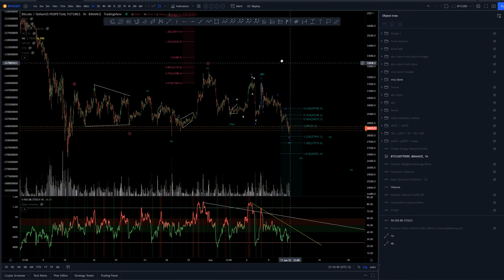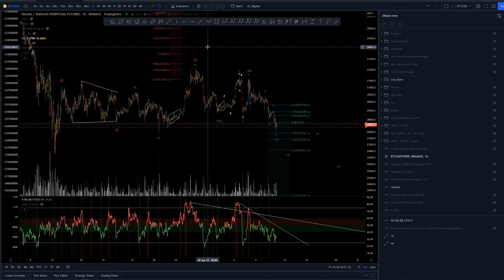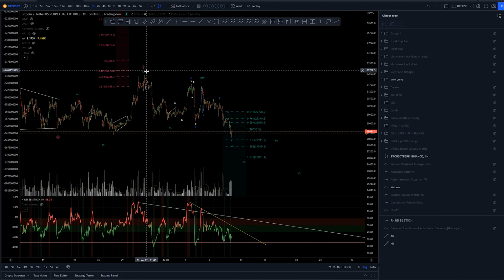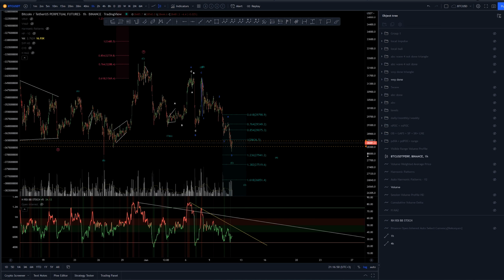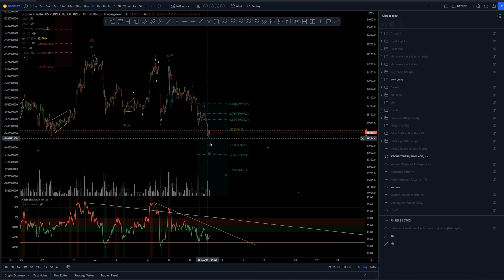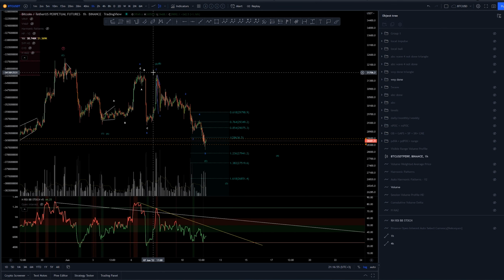Let's take a look at the counts. I've labeled this as a WXY as before, and then we are looking for A or 1, 2 and B, and 3 or C wave. Currently it looks more like a C wave, as that could be already done.